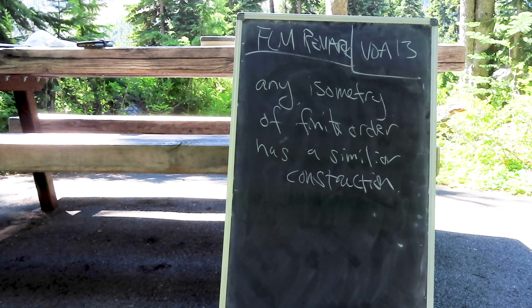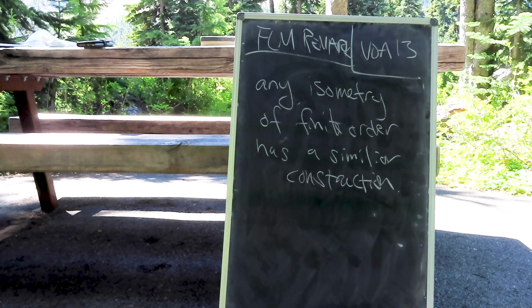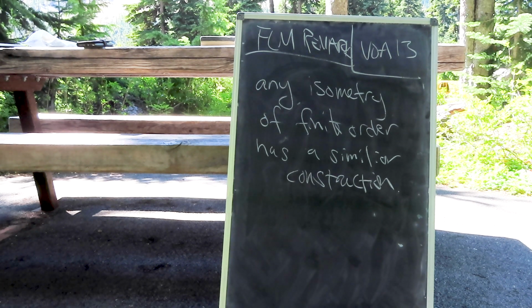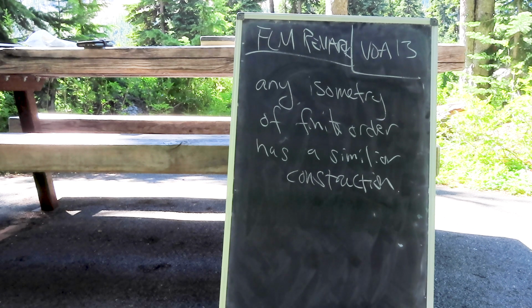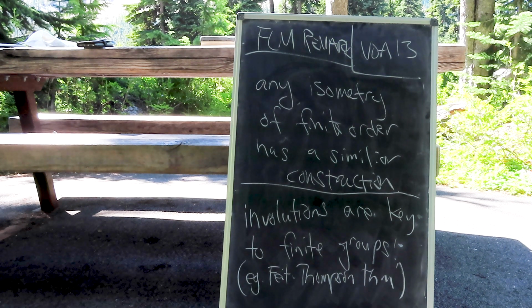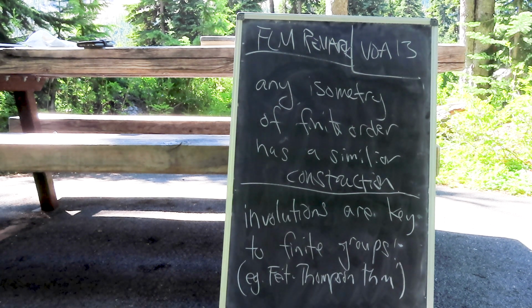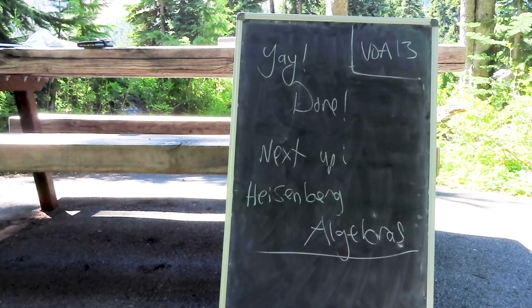FLM reminds us that this kind of construction can be done with any automorphic isometry that is of finite order. So it needn't square to 1, it could cube to 1, or quad to 1. We just study the involutive case because it happens to be relevant for finite simple groups, particularly, of course, the monster. And that's all for today.